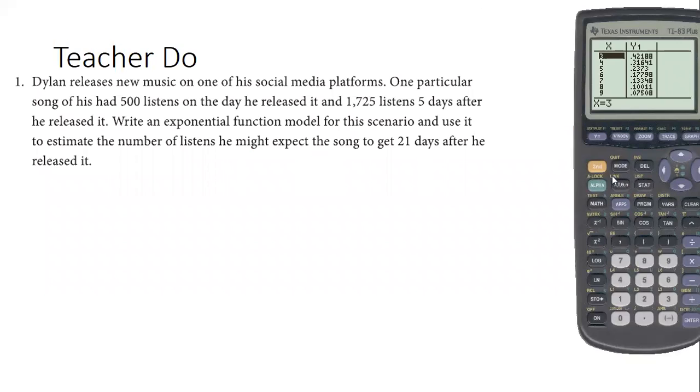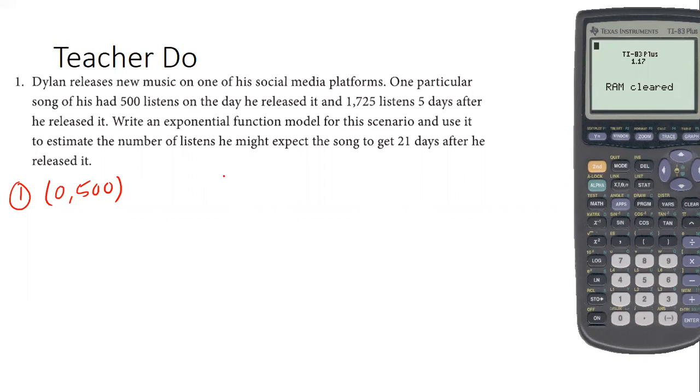Okay. I'm going to just go back to the calculator page. I'm going to reset my calculator just so that it's clear of all other things. All right. So the first thing we have to do is figure out our ordered pairs. What are the ordered pairs that we're working with? We have 0 and 500, because on day 0 we had how many? 500. Are you cool with that? Okay. And we have 5 and 1,725, because on day 5 we had 1,725 listens.